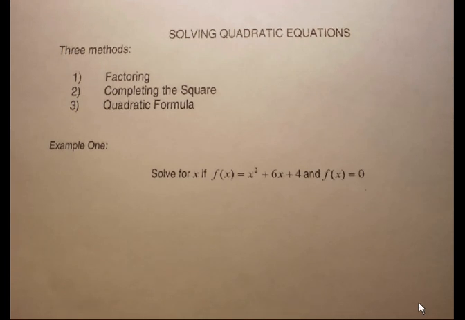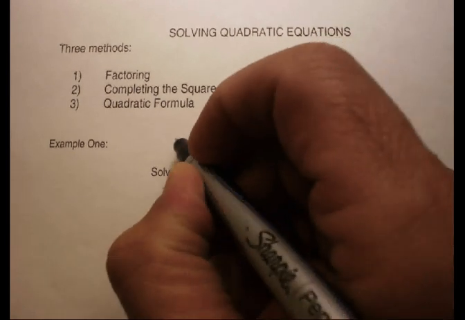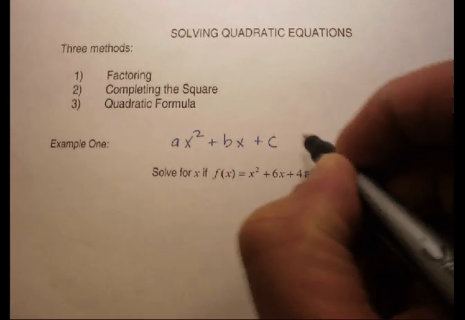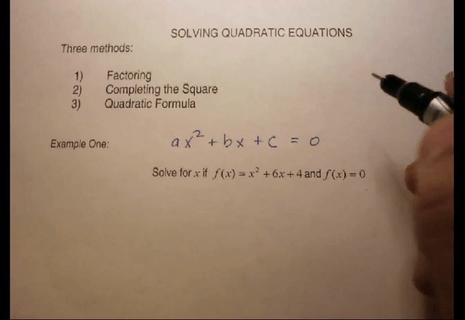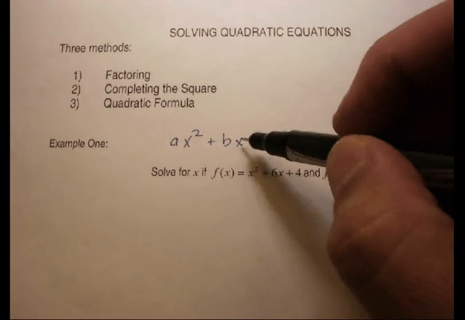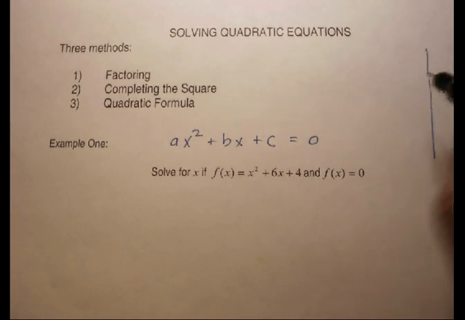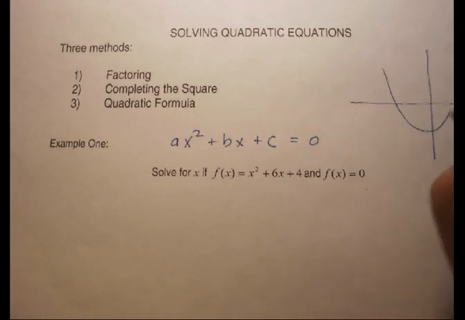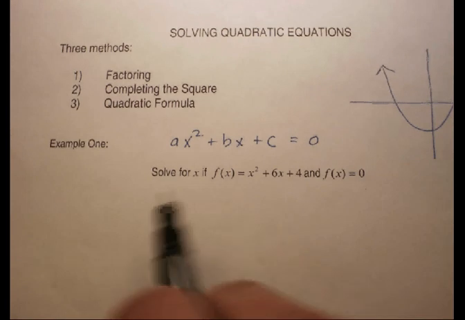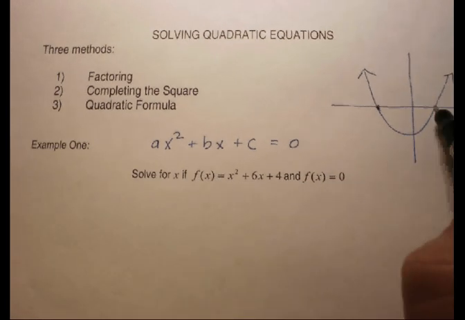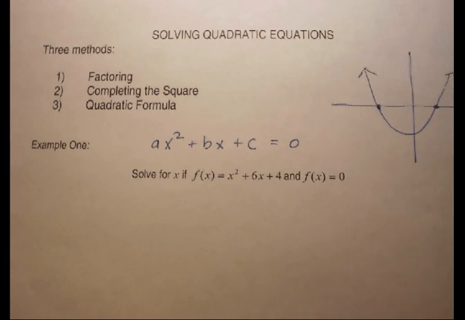Okay, this demonstration is going to be an example of solving quadratic equations. Now remember that quadratic equations follow this form: ax squared plus bx plus c is equal to 0. And the reason we're doing that is because we're trying to find out where this equation crosses the x-axis. Okay, so we're going to probably get two answers from here, and both of those answers are where the parabola crosses the x-axis.